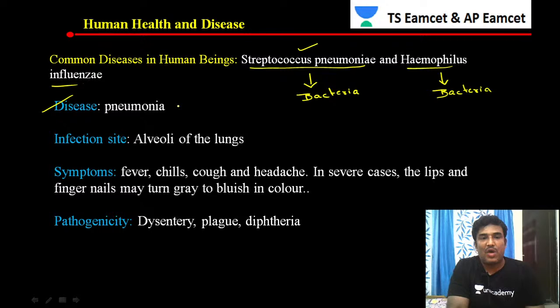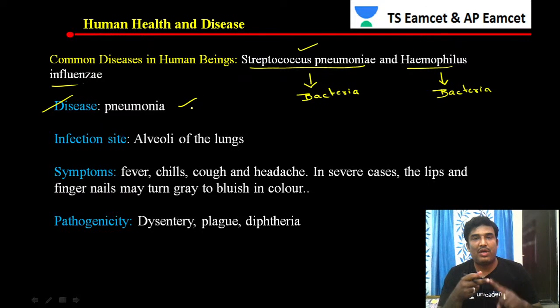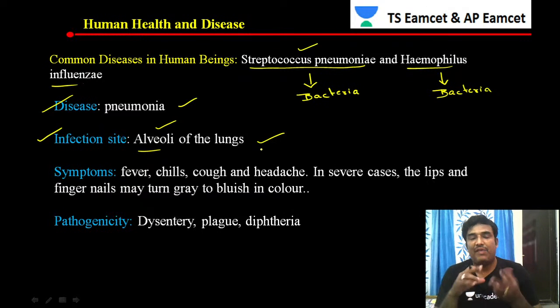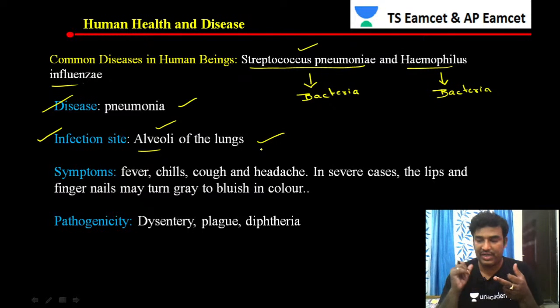The name of the disease is called pneumonia. Both these bacteria, Streptococcus pneumoniae and Haemophilus influenzae, are causing this disease. And if you see the infection site, both are causing infection at a specific location, the alveoli of the lungs. It is a very important region of the lungs where exchange of gases takes place. At that site, the infection is taking place.